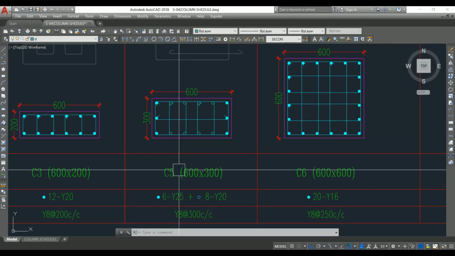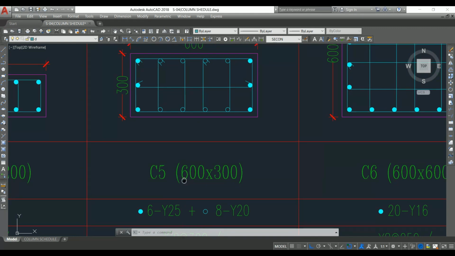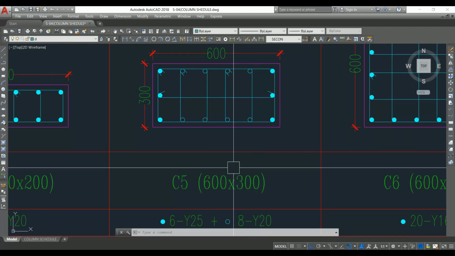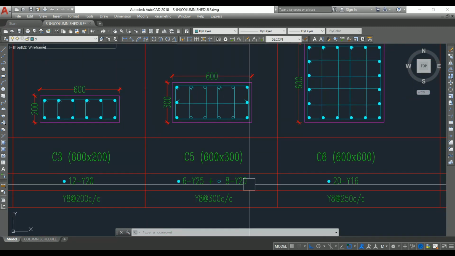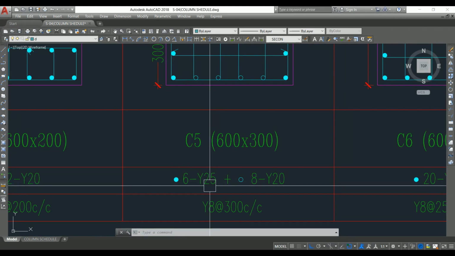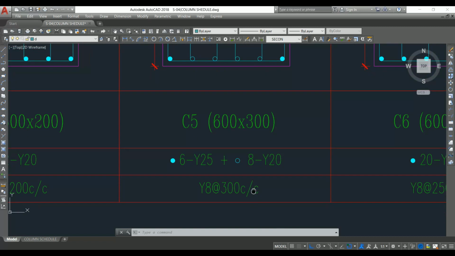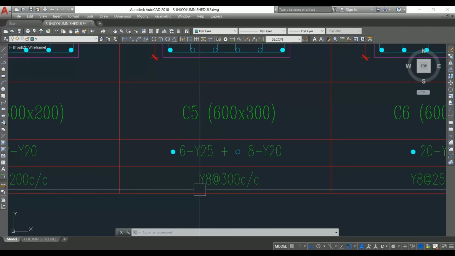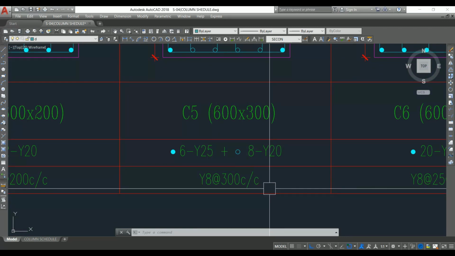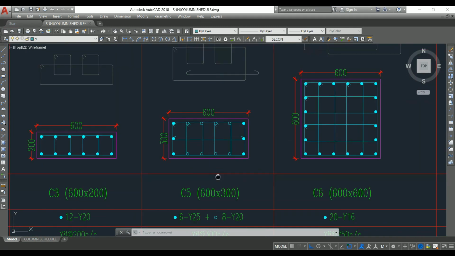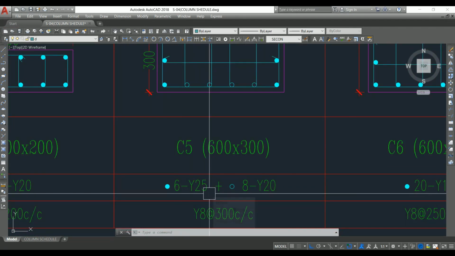Next, let's see the column C5. The size of the column is 600 by 300. Here we have 2 different diameters of bar. 6 number of 25 mm dia bar plus 8 number of 20 mm dia bar, and the lateral tie spacing is 8 mm at 300 mm center to center. Let's look into the arrangement. See, first 6 number of 25 mm dia bar.